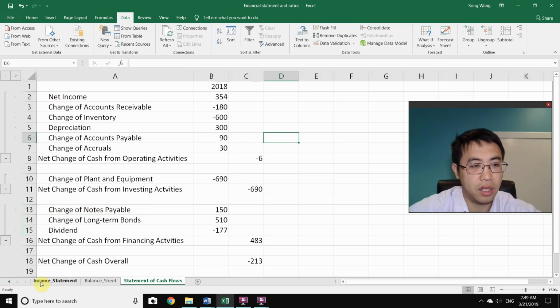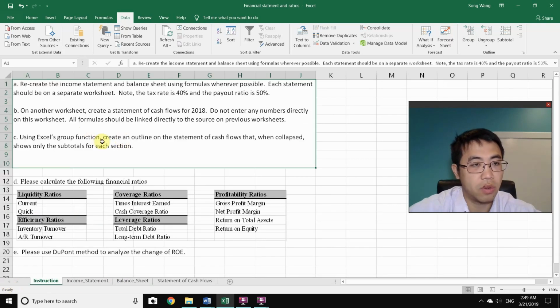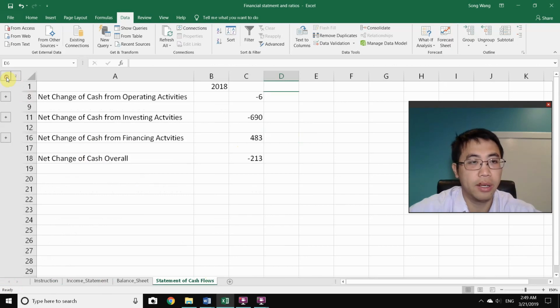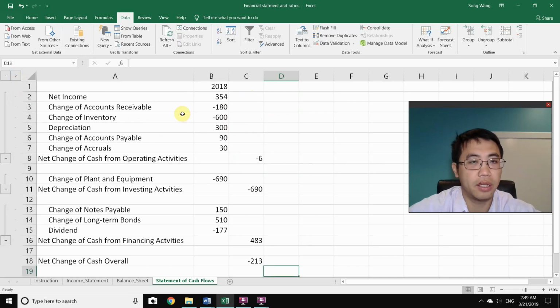The reason here is if I check the instruction, it says using the Excel group function, create an outline on the statement of cash flow that when collapsed shows only the subtotals for each section. So if I collapse it, by hitting this button number 1, you will see that's my subtotals for 3 activities and overall the grand total. If I hit the button number 2 again, it will be expanded. All right, so this would be the statement of cash flows.